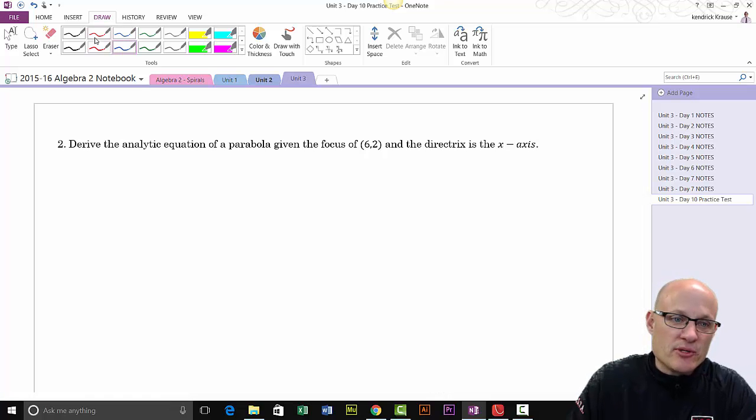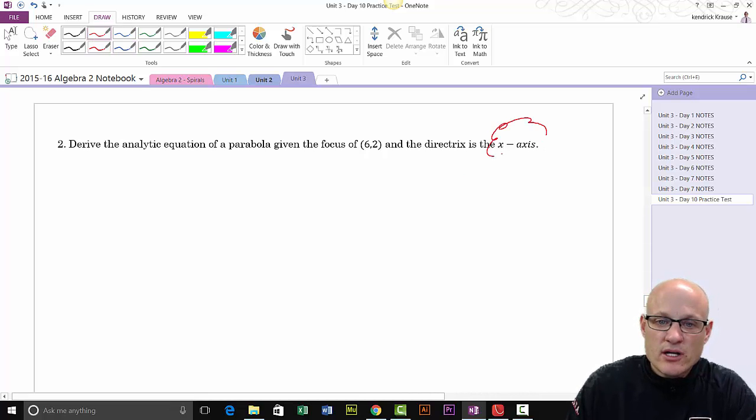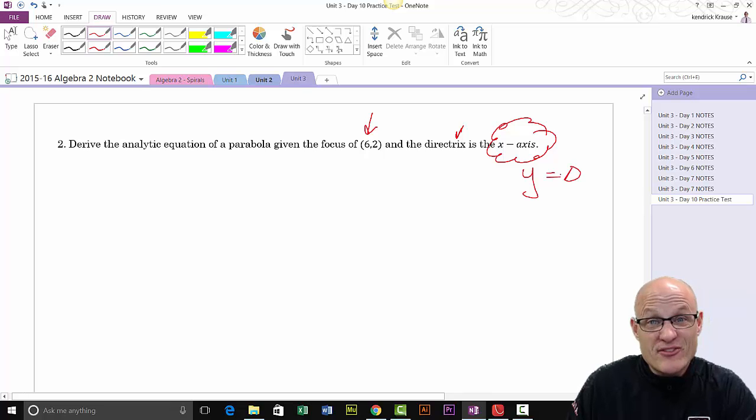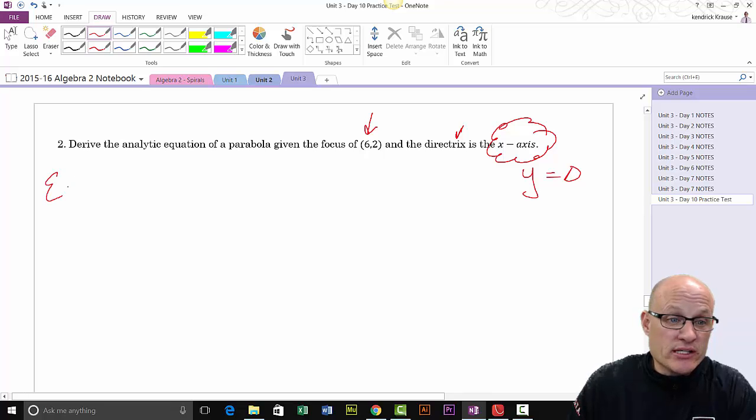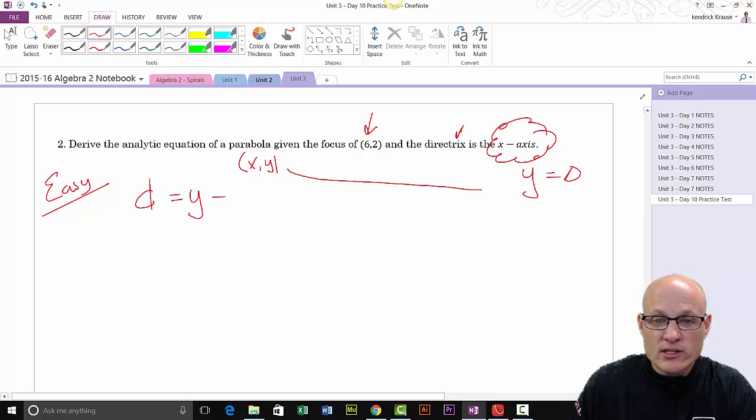So this one I decided to be a little bit trickier, and I didn't give you an equation for the directrix. Same problem. Got a point, got a directrix, but I didn't give you the equation. I just told you it was the x-axis. Well, you need to remember that's the line y equals 0. Now, if this is the case, and I give you this on a test, it's a much easier problem. We're going to do easy. Distance is equal to, oh yeah, we got to pick our point, x comma y. Y minus, remember it's point to line, so y minus 0, well that's just y. That's what makes it a little bit easier.